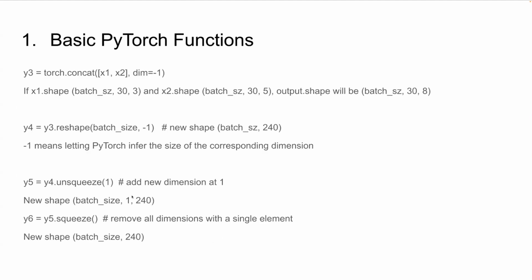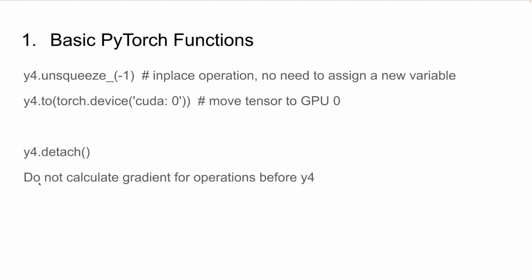And note that on the last slide here, when I call this unsqueeze, I need to assign it to a new variable y5. But if we don't want to do that and want to still just use y4 as our variable, we can have this underscore here so that it does an in-place operation instead of having us need to reassign it to a new variable.